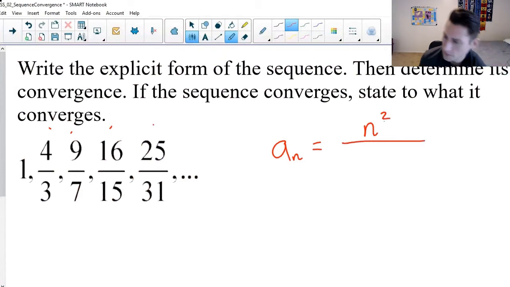So my numerator, I'm thinking, should just be n squared. And that would work for my first term so far too. If I plugged in 1, 1 squared would be 1. Okay. Now for 3, 7, 15, 31. Right, this one's a little trickier. I'd be interested, does anyone have an idea or think they know for the denominator?